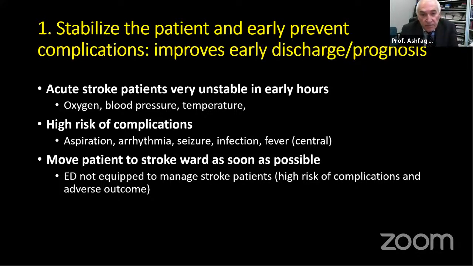So if they aspirate, they become hypoxemic and they may become febrile, but usually that fever does not come very soon. So the patient is unstable, they're at a high risk for complications, especially arrhythmias, they can have seizures, and they can also definitely have infections of multiple organs, the chest and the bladder being the common ones. So our advice is that you must move this patient out of the emergency into your stroke unit as soon as possible. Let me show you some data.